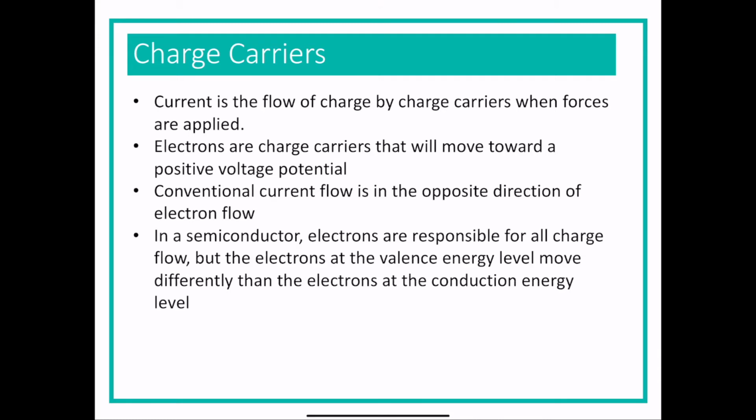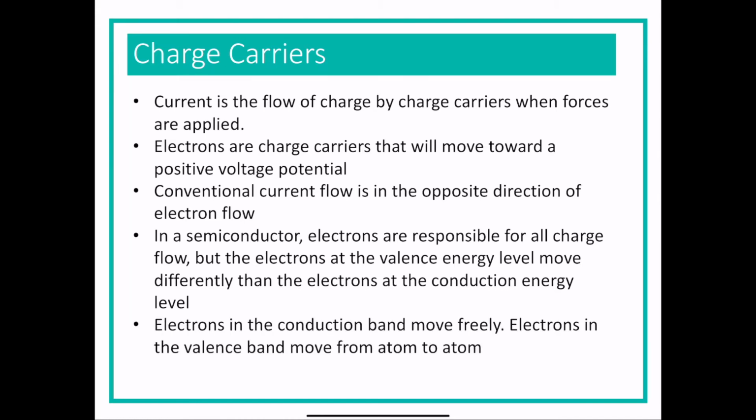In semiconductors, electrons are the only things that move. However, the electrons in the valence band of energy move differently than the ones in the conduction band. Electrons in the conduction band are free to move and free to carry charge, just like a regular conductor would. Electrons in the valence band also move, but they can only move from atom to atom, which is a different type of movement. So therefore, the characteristics that describe those electrons are different.